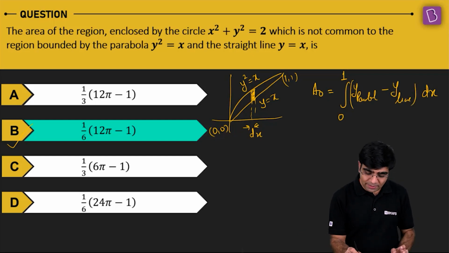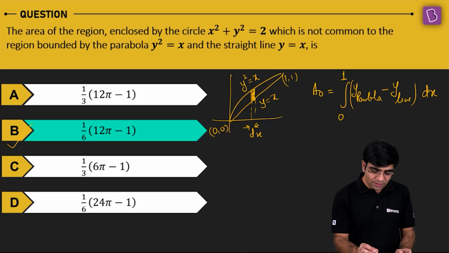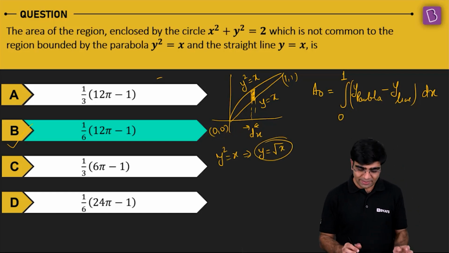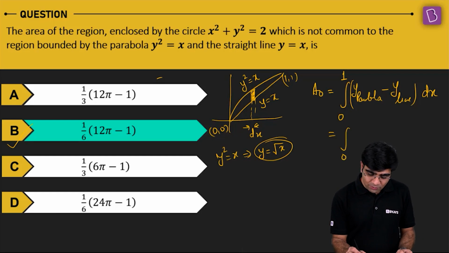Are you getting that? I'm writing the y of parabola minus y of line. Now, what is the parabola I have? The parabola that I have is y square equal to x. So, if the parabola is y square equal to x, what does that mean? It means that my y is nothing but simply root x. Right? Okay, so it becomes integral 0 to 1.